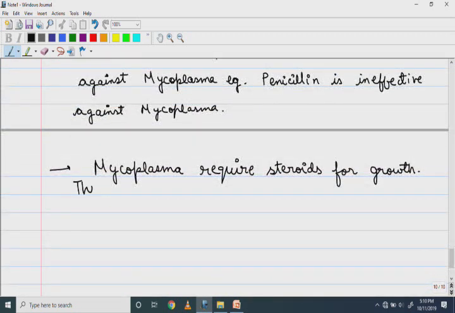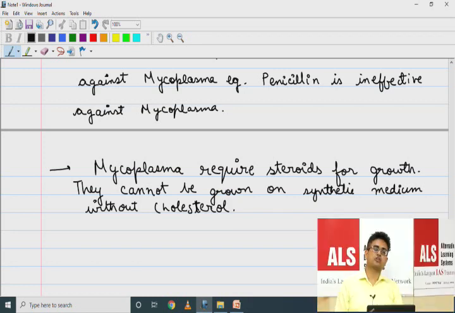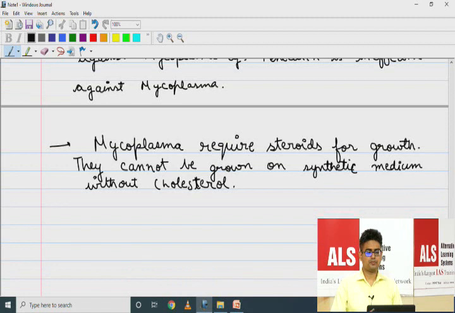So they cannot be grown on synthetic medium without cholesterol. Cholesterol is a type of steroid substance. Cholesterol has a steroid nucleus. So if cholesterol or steroids are not present, mycoplasma cannot be grown on synthetic medium. Synthetic medium means artificial growth medium which contains all the nutrients for growth. Normally it contains glucose, fructose, amino acids, vitamins, minerals, things like that. So all other organisms can grow, but mycoplasma cannot grow.